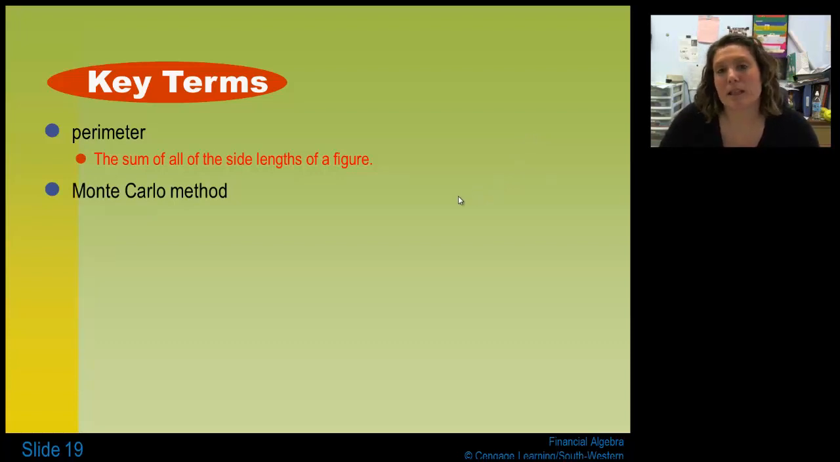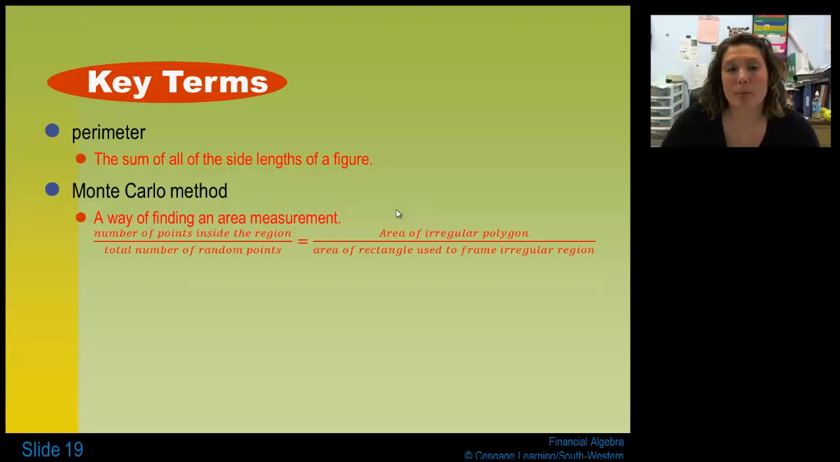Monte Carlo method. This is a way of finding the area of an irregular shaped figure by using a proportion. Okay, so we take the number of points inside the region divided by the total number of random points is equal to the area of the irregular polygon divided by the area of a rectangle used to frame the irregular region. So we're going to get into an example of that. It's kind of an interesting way of calculating area.